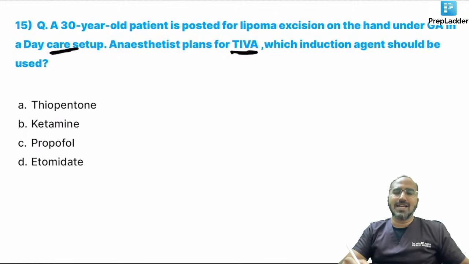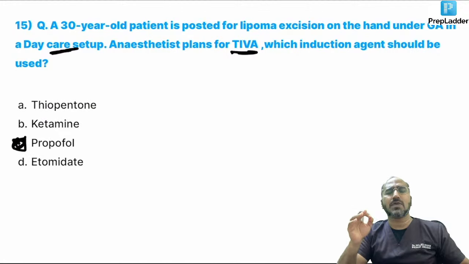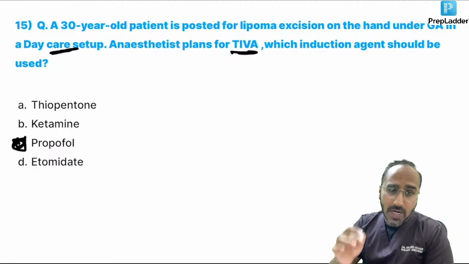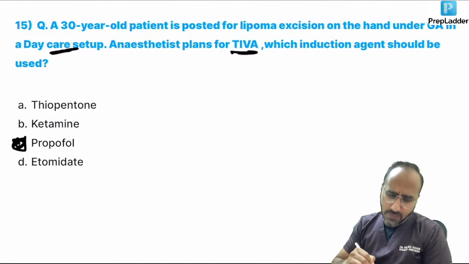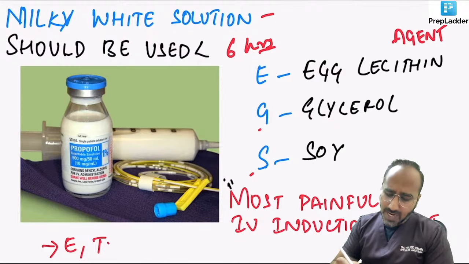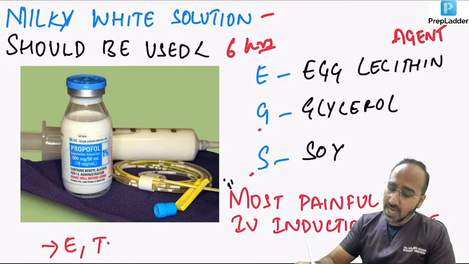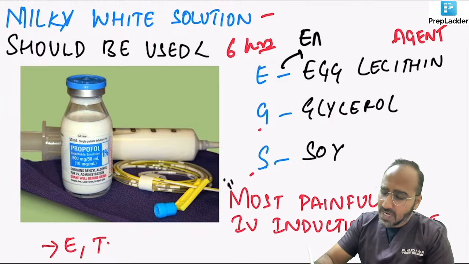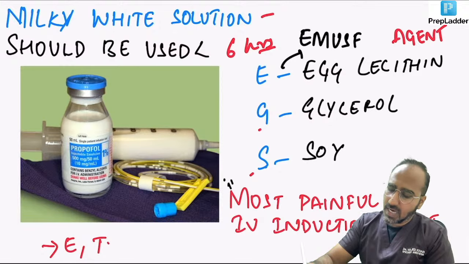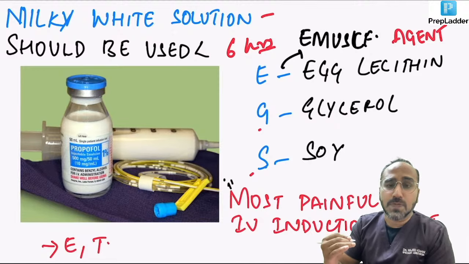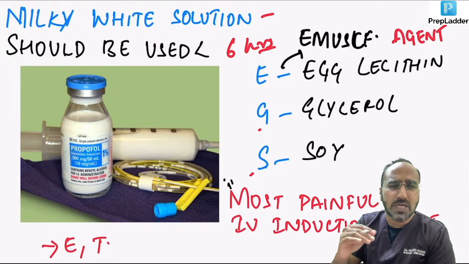Very good, very good. Daycare anesthesia, always remember propofol. The most common reason is that the elimination half-life of propofol is less than 2 hours. That's why we give propofol in daycare anesthesia. Now some introduction to propofol. Propofol is a milky white solution made up of egg lecithin and soy. Egg lecithin acts as an emulsifying agent here. Whenever you open the propofol vial, it should be used within 6 hours.